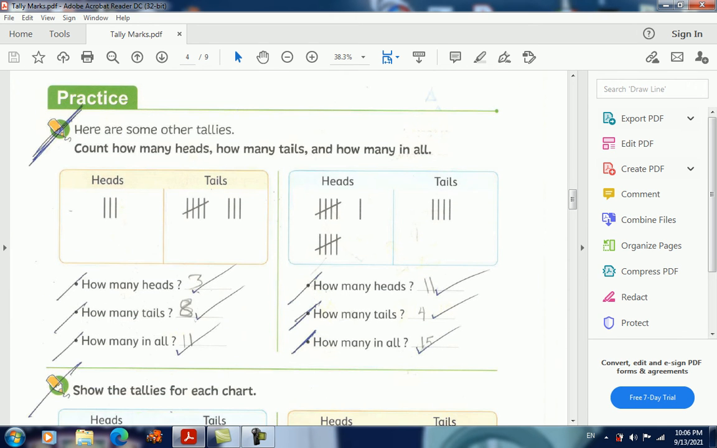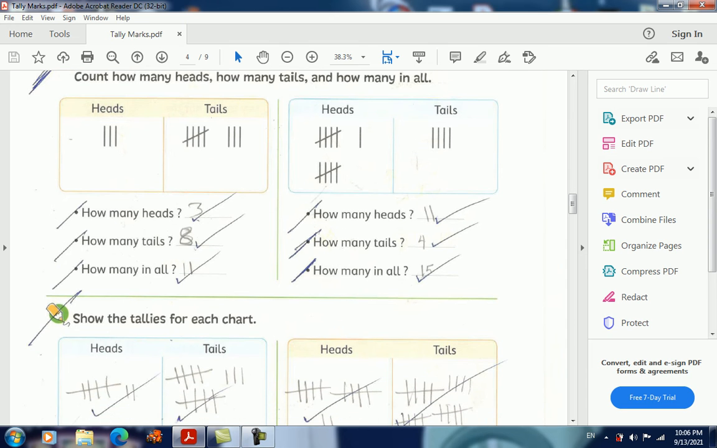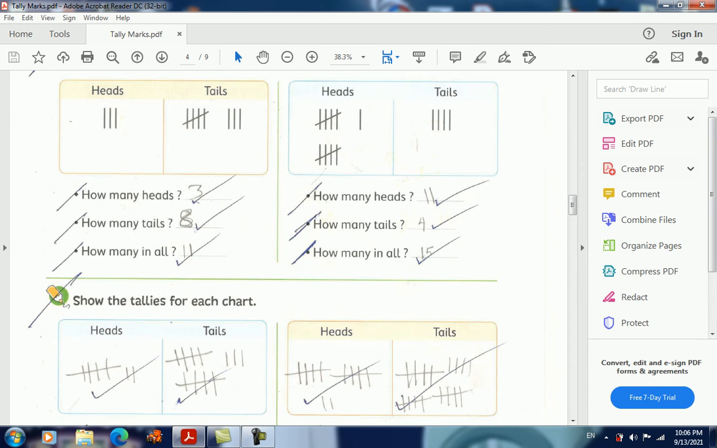Now for the practice, here are some other tallies. Count how many heads, how many tails, and how many in all. So there are 2 separate examples. For the one on the left, they already drew us the stacks. If I count the heads, I found there are 3 vertical, so how many heads? I have 3. And for the tails, I have 1 stack of 5 and 3 vertical on their own, so 5 plus 3 is 8, so how many tails? I find 8. How many in all? So 3 plus 8, or 8 plus 3, which is 11.